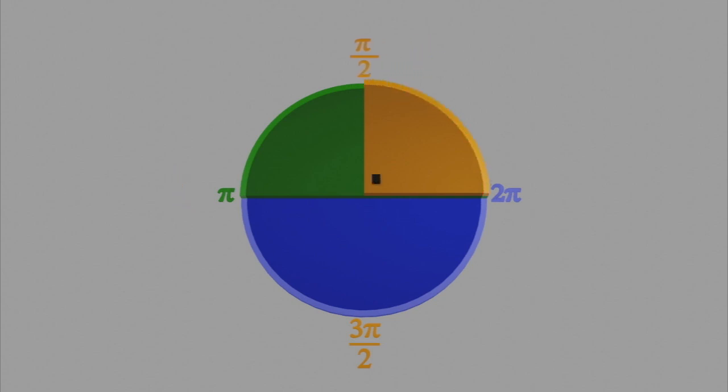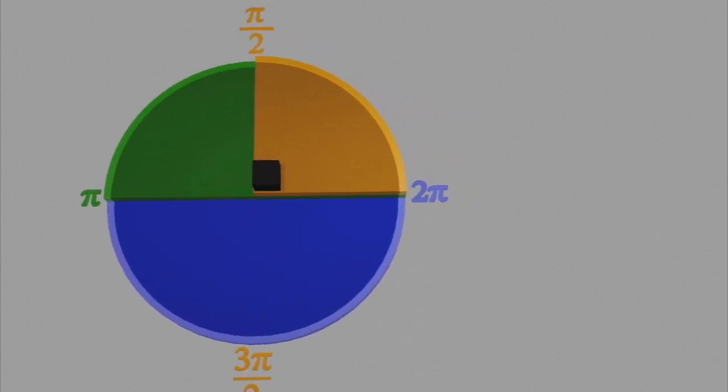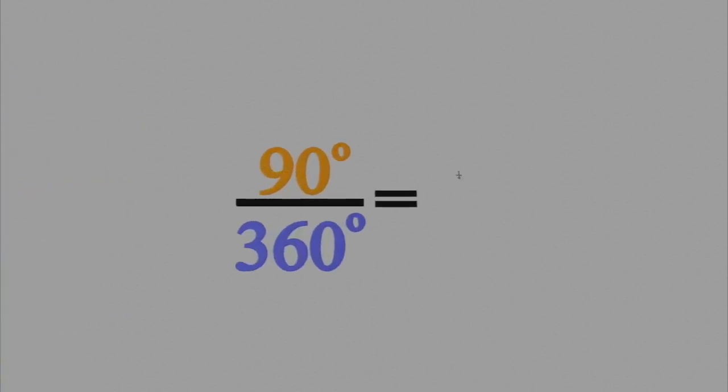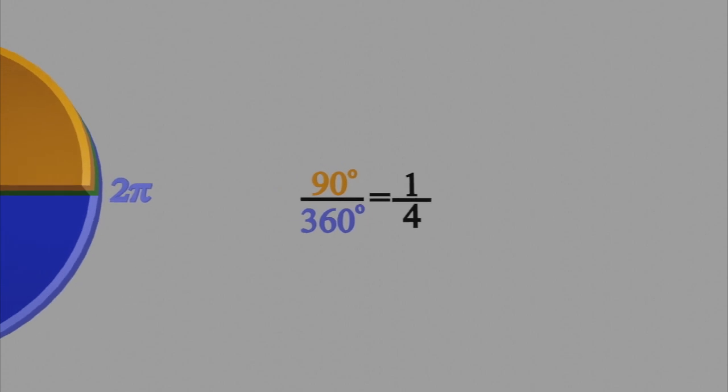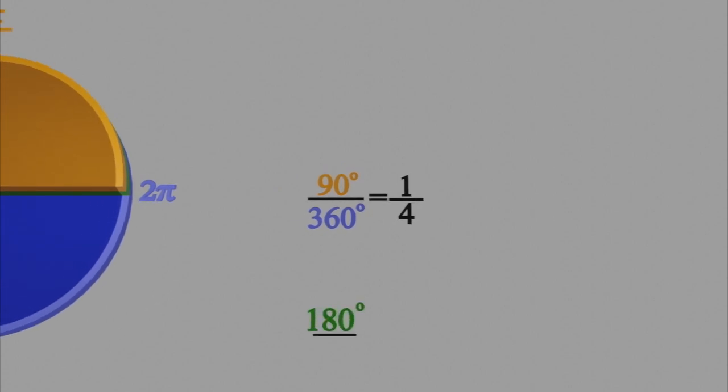So each of these wedges that I just drew in, the orange wedges, are 90 degrees. So another way to look at this is, I could take 90 divided by 360 is equal to 1/4, 1/4 the distance around the circle. 180 degrees divided by 360 is equal to 1/2, or halfway around the circle.